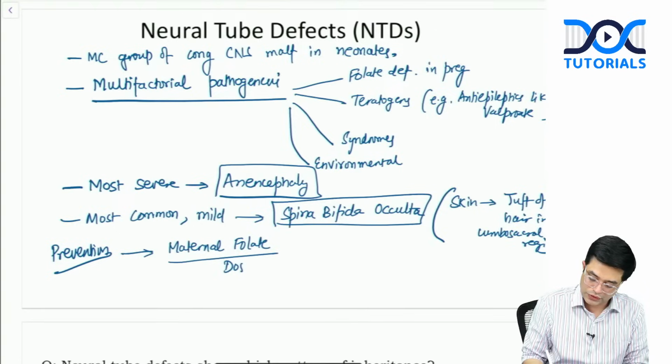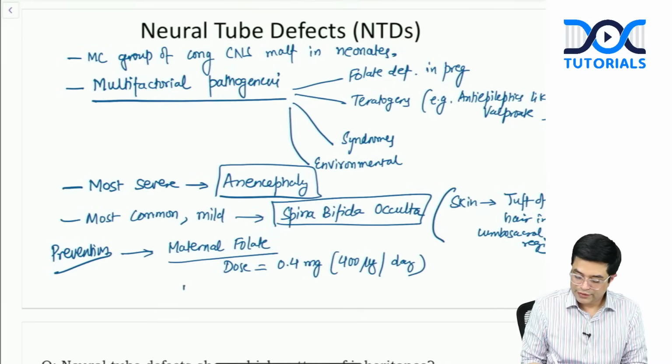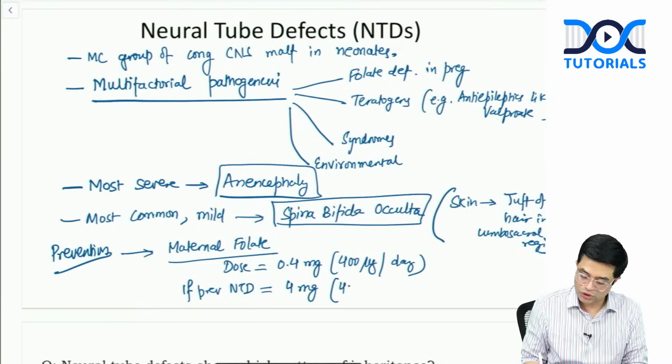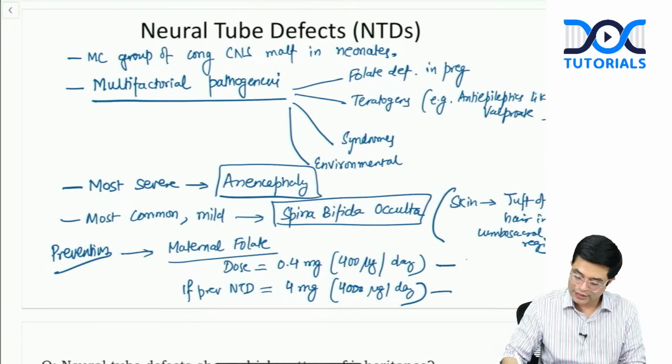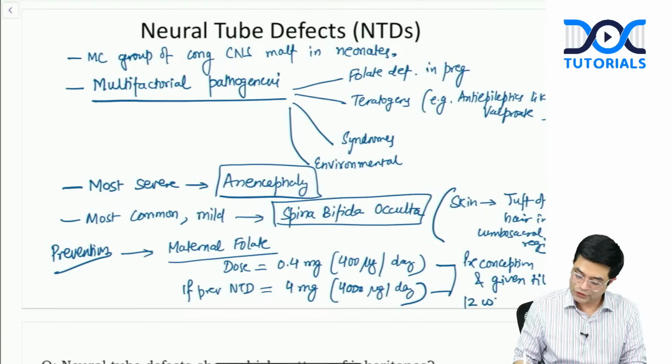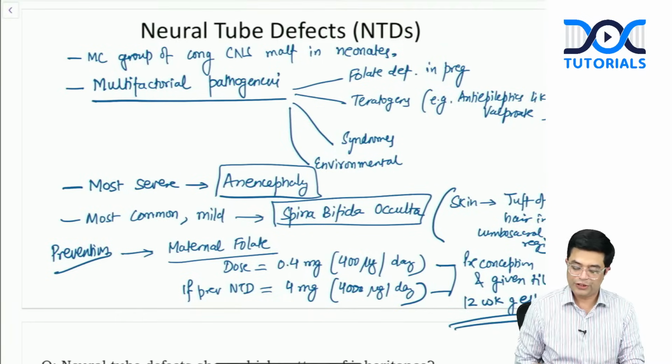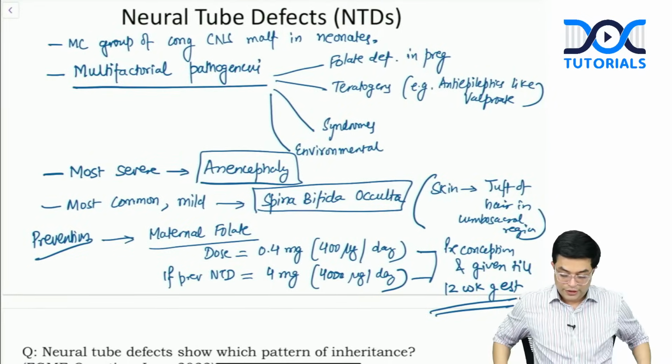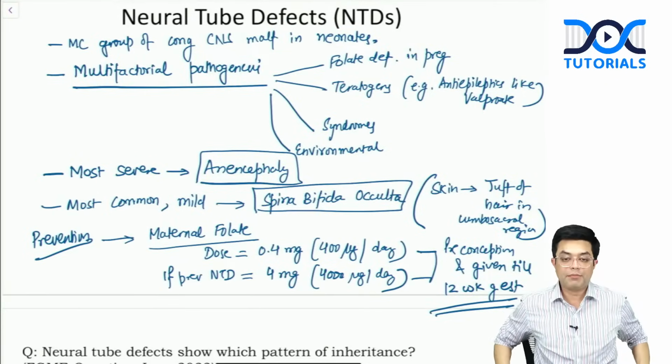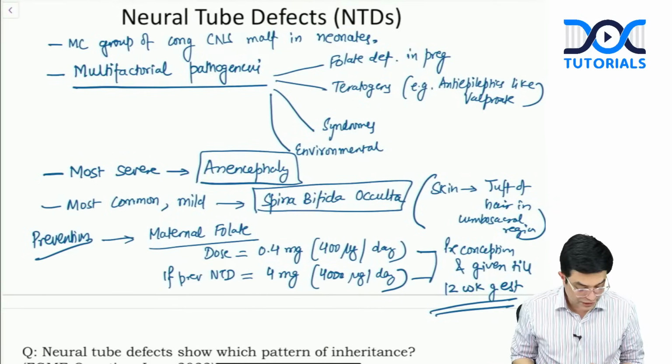Maternal folate, what is the dose? The dose is 0.4 mg, that is 400 microgram per day. However, if there is a previous baby with neural tube defect, the dose becomes 10 times, it is 4 mg, that is 4000 micrograms per day. और कब देंगे? Ideally it should be started pre-conceptionally, conception से पहले, and given according to CDC guideline, it is given till 12 weeks of gestation, at least till 12 weeks of gestation you need to give it. So neural tube defect, right? So कभी dose mg में पूछेंगे, कभी microgram में पूछेंगे, so be careful what is being asked in the exam.